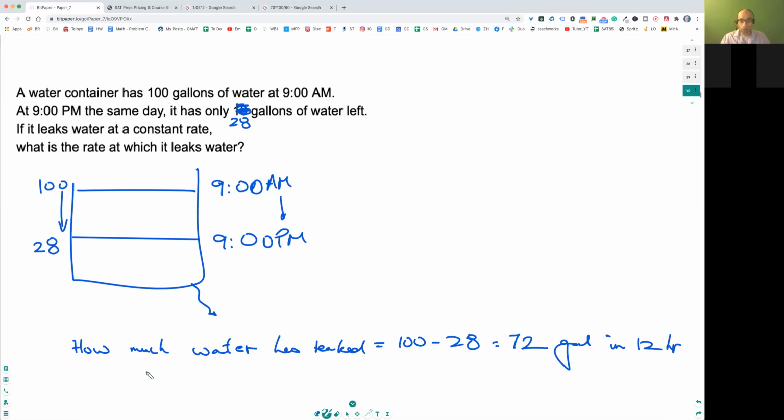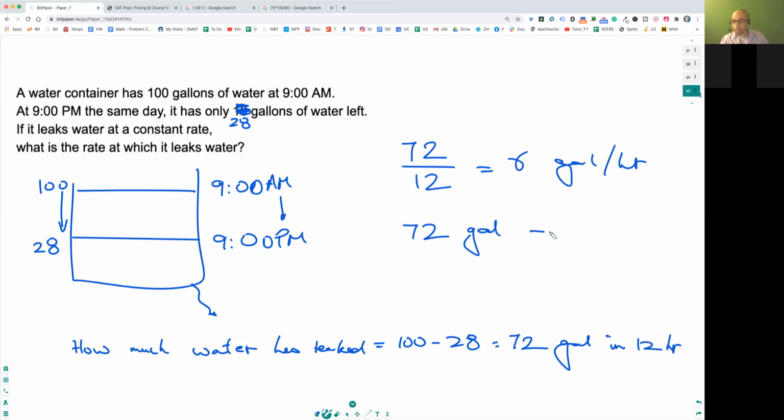So in 1 hour, how much has leaked out? You can calculate this way. If you know the unit rate concept, you can just do 72 over 12, which is 6. So 6 gallons per hour. But you can also think about it this way, with the cross multiplication I told you about, if you have difficulty thinking about it: 72 gallons, 12 hours; x gallons, 1 hour, and then you do the cross multiplication. Remember, you don't need all of these units now.